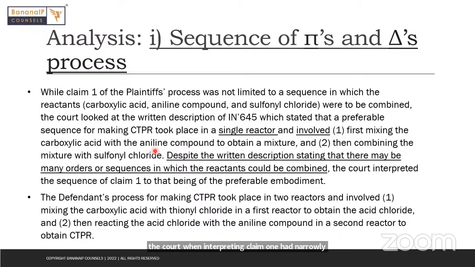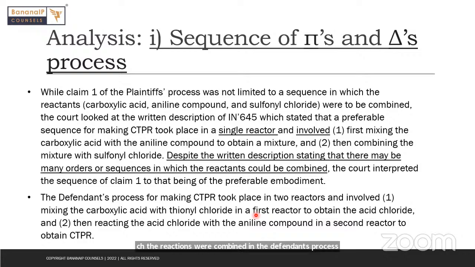Now, using that interpretation, the court compared it with the defendant's sequence in which the reactants were combined. And there the court noted that in the plaintiff's process, there was just a single reactor used, whereas in the defendant's process, there were 2 reactors. And in the plaintiff's process, the acid was first combined with the aniline compound and then the sulfonyl chloride, whereas in the defendant's process, the acid was first combined with thionyl chloride, and then it was combined with the aniline compound. So the court noted that there were differences in which the reactants were combined in the defendant's process and the plaintiff's process.